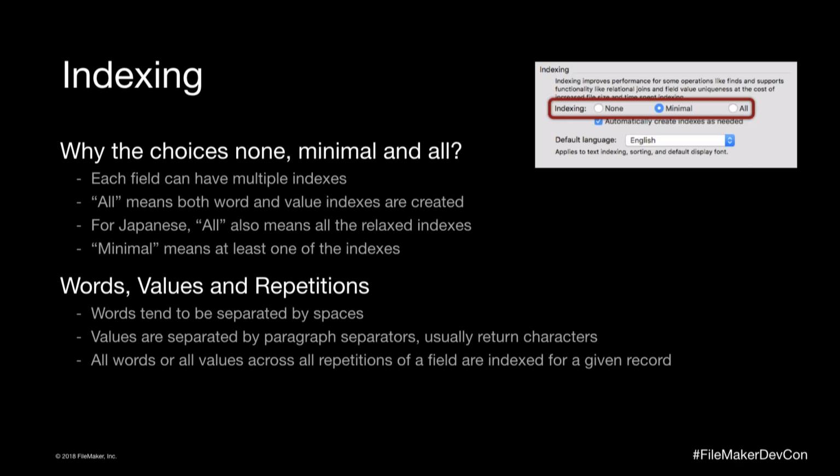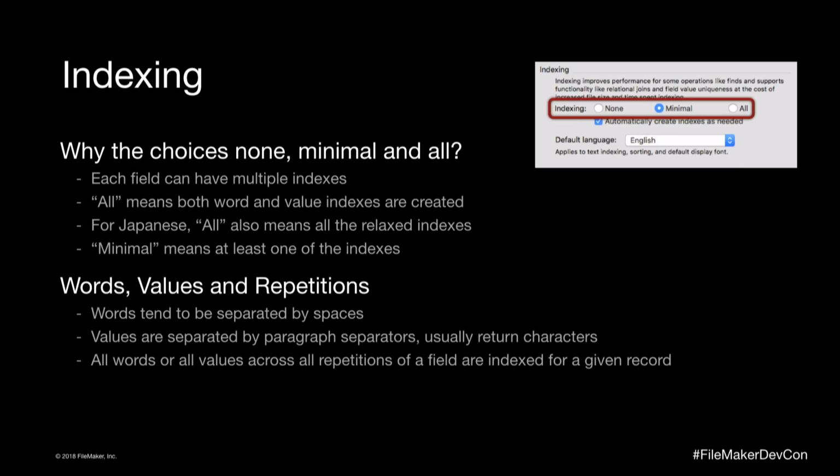That does become a little bit more important when you're dealing with JSON, because some services don't want specific line feed terminators depending on what service you're talking to. And then it's even more complex than that. There's not just necessarily both the word and the value index. For Japanese, we have relaxed indexes. So you could conceivably, for a Japanese field, have 4 different indexes in there: a relaxed word, relaxed value, a regular word, and regular value. And that's to help with the Japanese style queries that go on inside the product. Words tend to be separated by spaces, values by paragraphs.